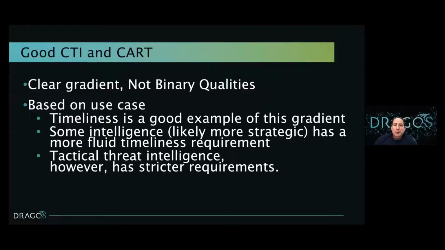And timeliness is a good example of this gradient because some intelligence, maybe more strategic intelligence, has a more fluid timeliness requirement. In other words, it can be delayed by a couple hours or even a couple days, maybe even a couple weeks. Whereas tactical threat intelligence has much stricter time requirements. So when Dragos releases an advisory alert, we pretty much have a turnaround time from discovery of incident to publication of 2 to 4 hours. Just as an example, that's a pretty quick turnaround. Whereas a more strategic piece may take a couple weeks to produce.